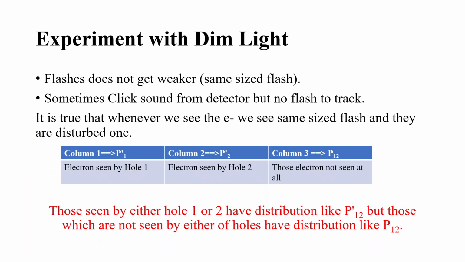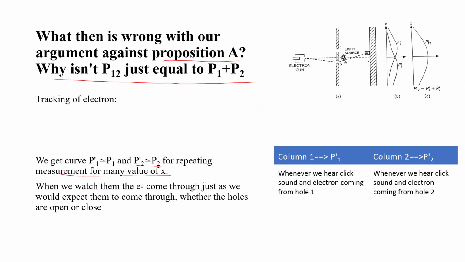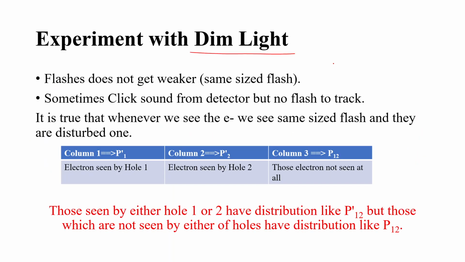So let's replace our light source with dim light. Okay, same experiment, but now this light source which was over here, we replace it with a dim light source.